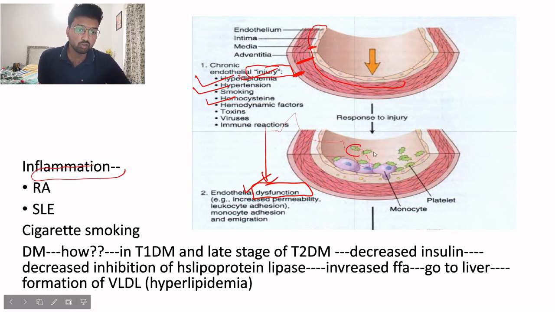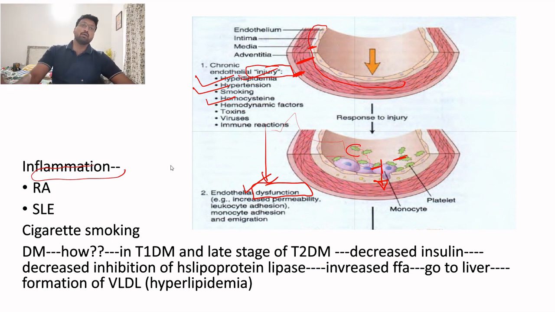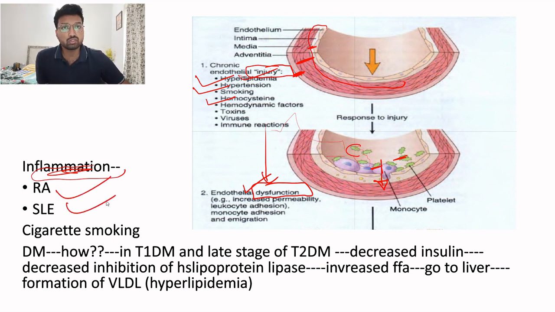These are the platelets. This is the monocytes. They are now crossing and going into the tunica intima. So there is an increase in permeability. So all of the things, just like hypertension, just like hyperlipidemia, inflammation, anything which causes inflammation will lead to increase in the endothelial permeability by causing endothelial injury. So RA, SLE, both are inflammatory conditions, and they will also lead to atherosclerosis. Cigarette smoking, same. See, smoking is written here. It's given here, smoking. Okay.